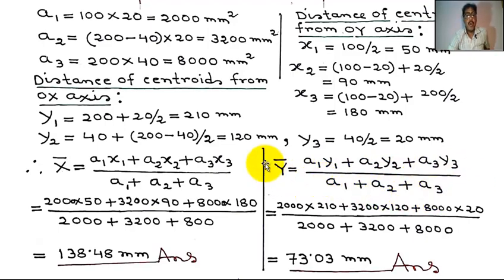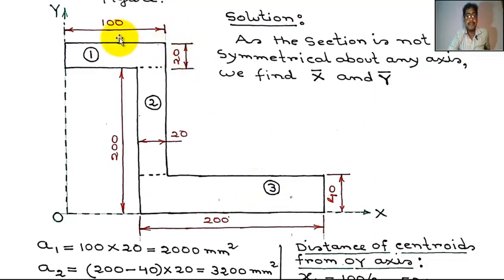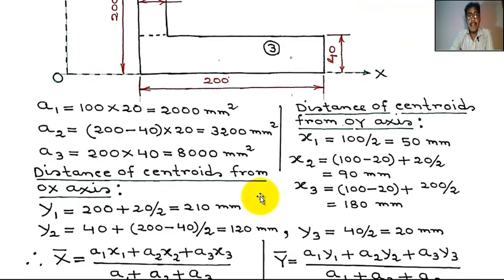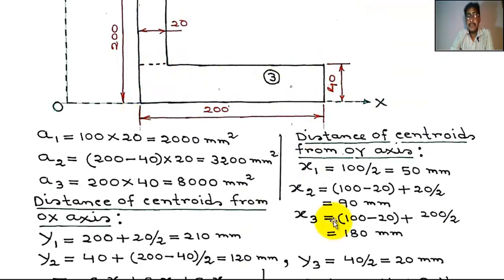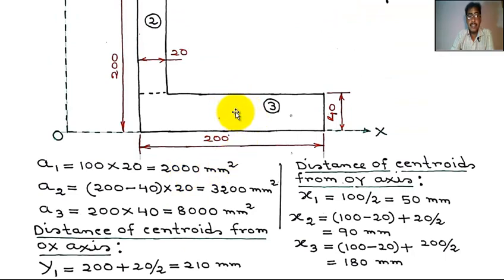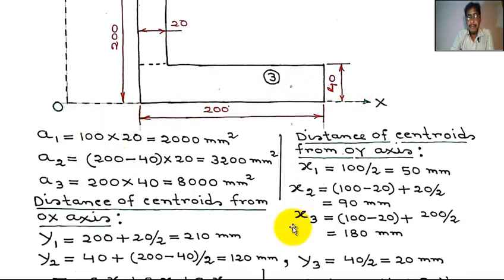Again we know y bar equal to A1 y1 plus A2 y2 plus A3 y3 by A1 plus A2 plus A3. A1 is the area of rectangle 1, y1 is the distance of centroid of rectangle 1 from X axis. A3 is the area of rectangle 3, y3 is the distance of centroid of rectangle 3 from X axis.